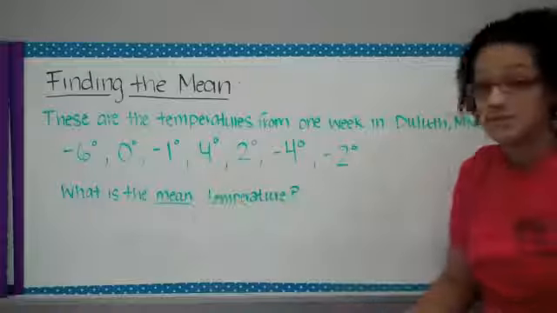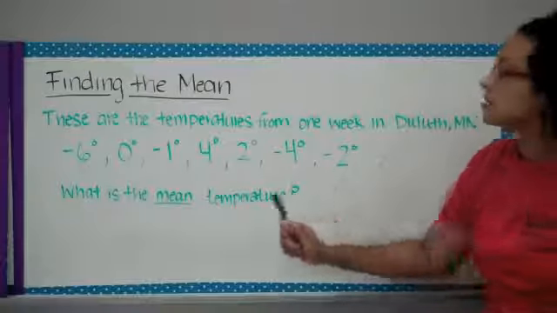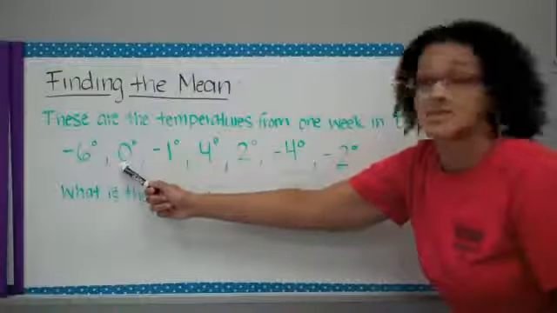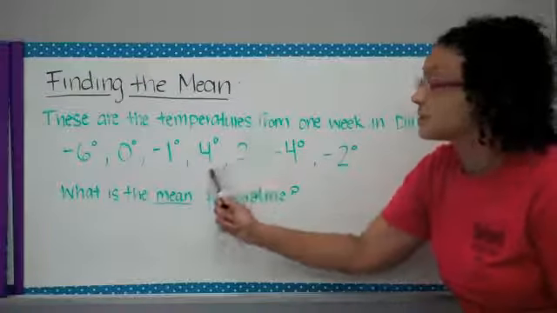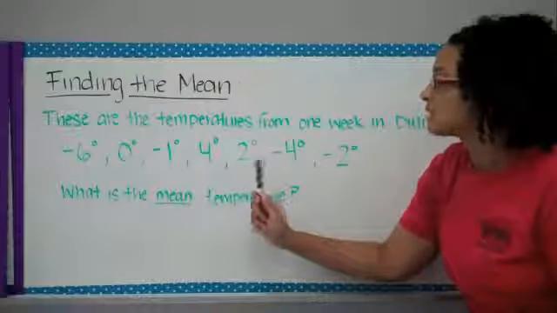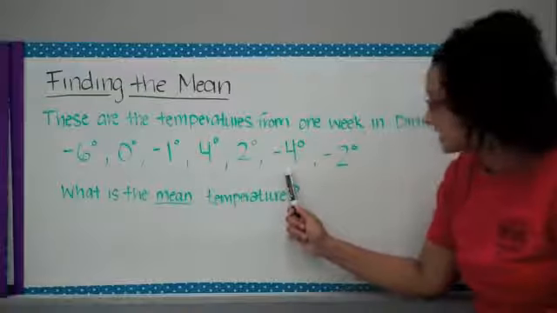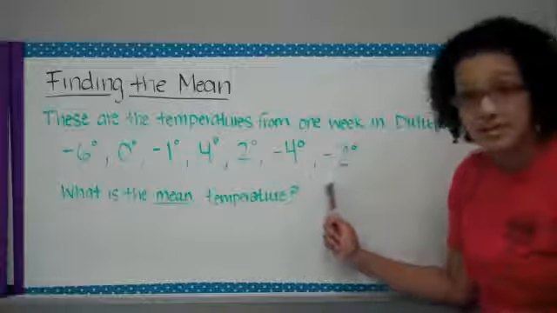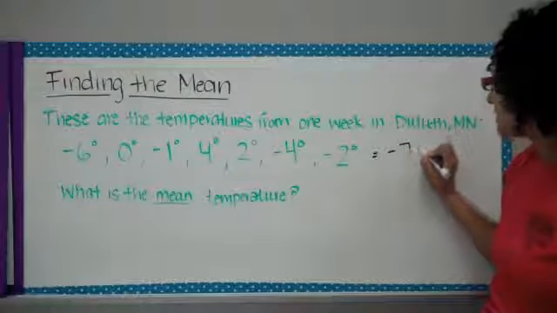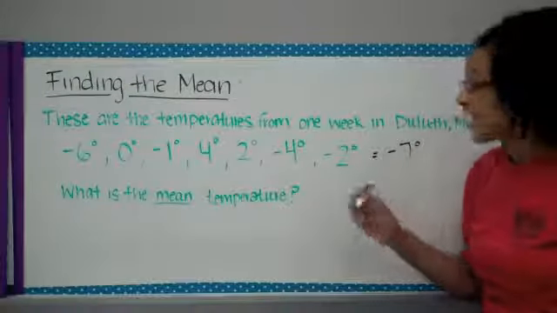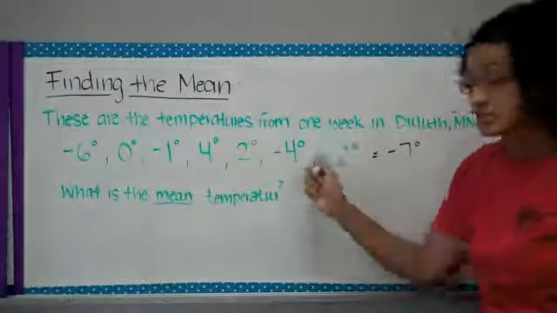If we want to find the mean, or the average, if you guys remember, the first thing we need to do is add all of these up. So, negative 6 plus 0 is negative 6, plus negative 1 is negative 7, plus 4 is negative 3, plus 2 is negative 1, plus negative 4 is negative 5, negative 5 plus negative 2 is negative 7. So if I add these all up, I get negative 7 degrees. Now to get the average, I have to divide it by how many numbers there are. 1, 2, 3, 4, 5, 6, 7, because we did 1 week, so there should be 7 days worth.